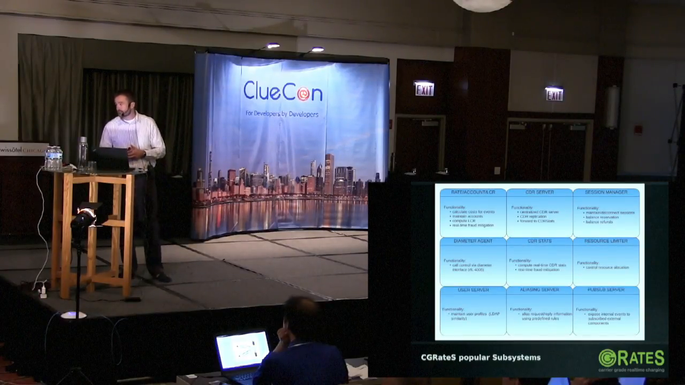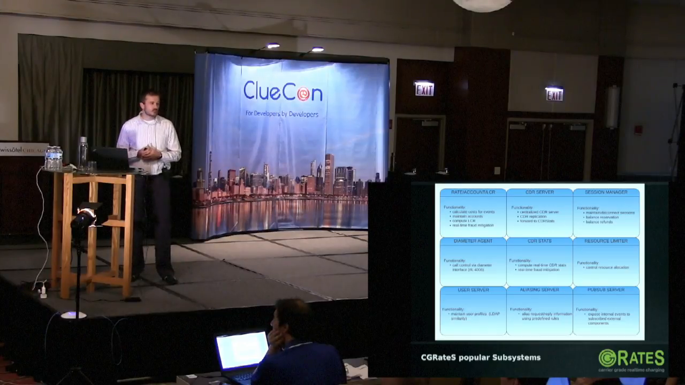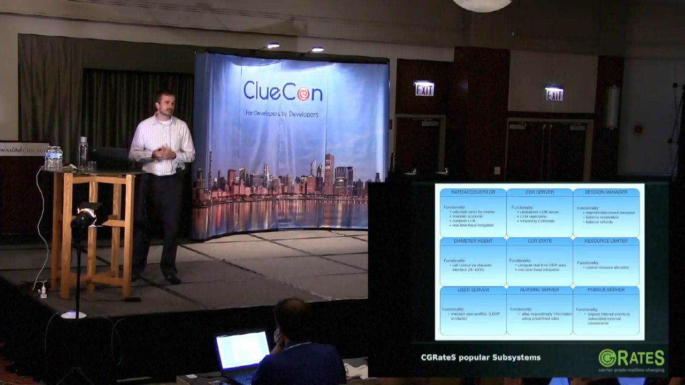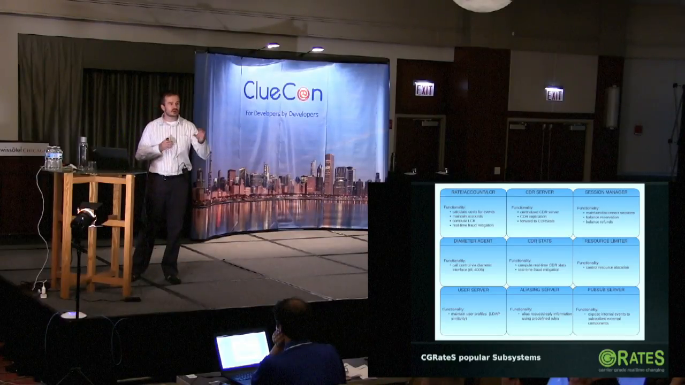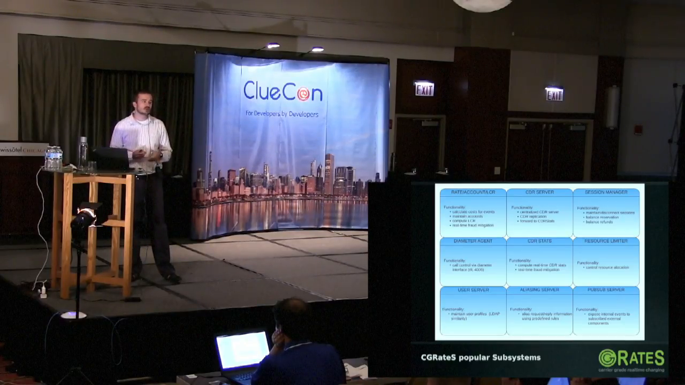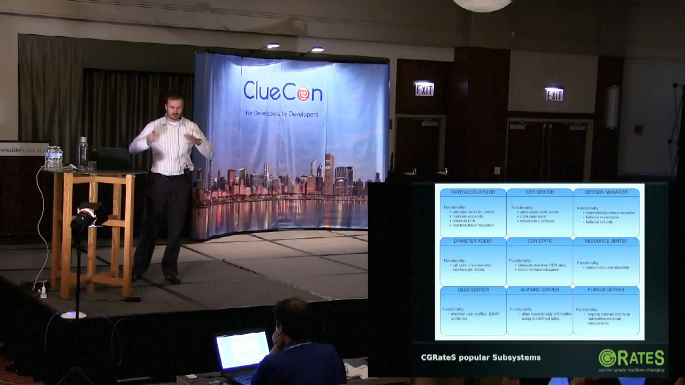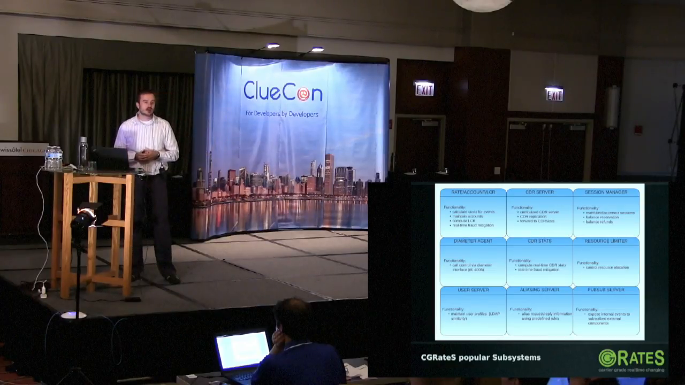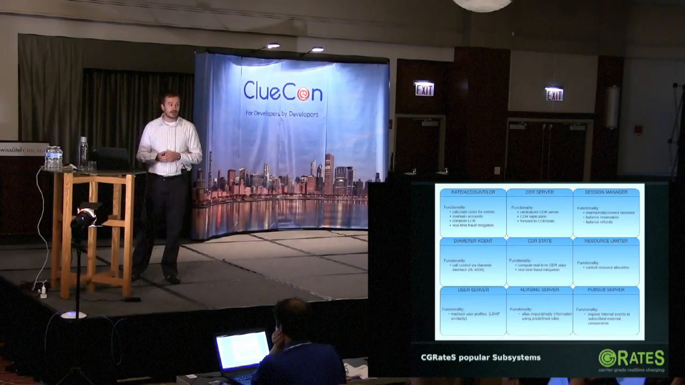You can see here some of our popular subsystems. We have almost 20 subsystems today. These are all daemons which you can run on a server or multiple servers in order to make your rating capability big.